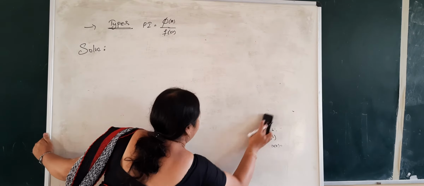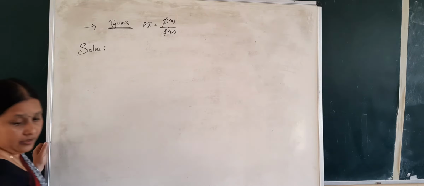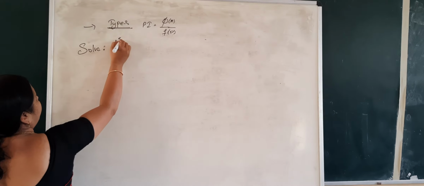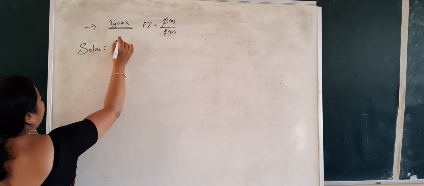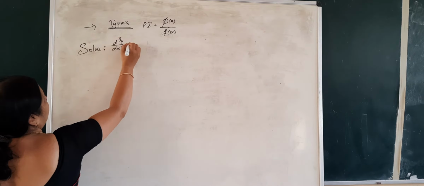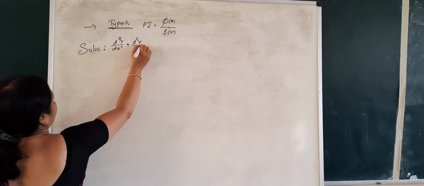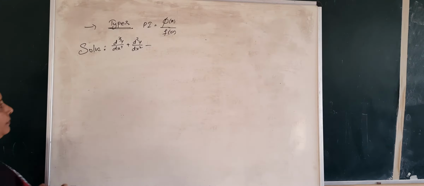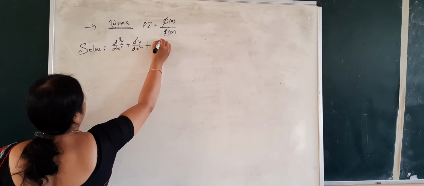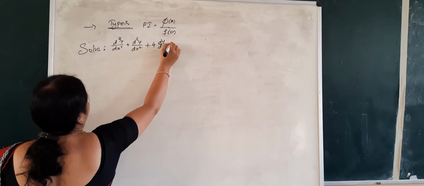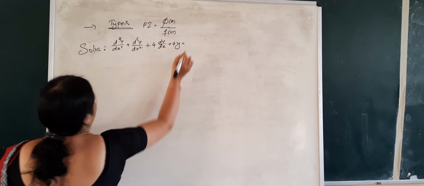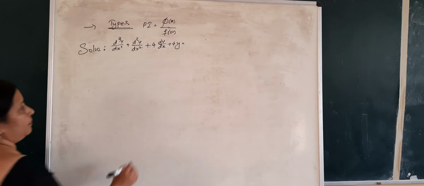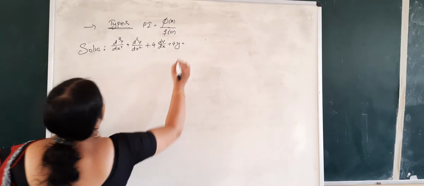d cube y by dx cube plus d square y by dx square plus 4 dy by dx plus 4y is equal to, the polynomial here is x square minus 4x plus 6, sorry, minus 6.